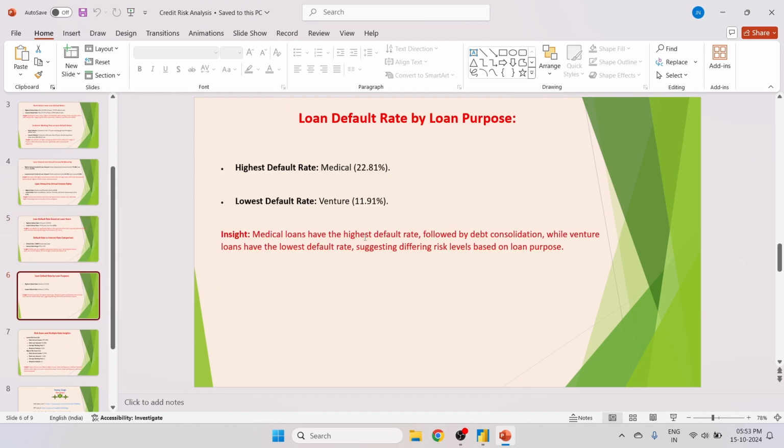This is completed. Now, loan default rate by loan purpose. Highest default rate is medical, and lowest default rate is venture. The insight from this data is that medical loans have the highest default rate, followed by debt consolidation, while venture loans have the lowest default rate, suggesting differing risk levels based on loan purpose.